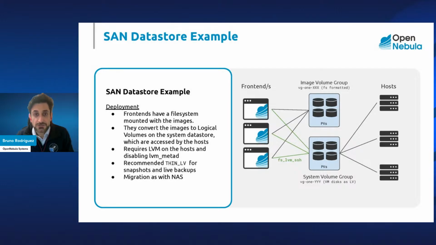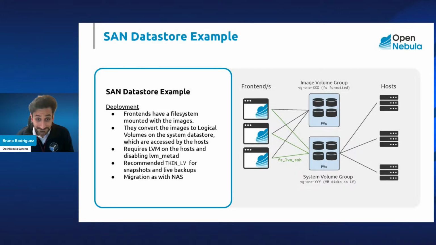About the hosts, it happens the same. I mean, we have all of these physical volumes in a volume group. Every virtual machine disk, by the way, will be created as a logical volume. And we have this thin logical volume driver that is kind of new, but we will talk about that in a second. So the point is that every disk on every virtual machine will be created by the host as a logical volume inside of this volume group that is the system volume group here.